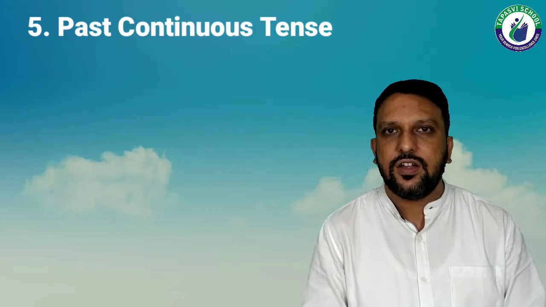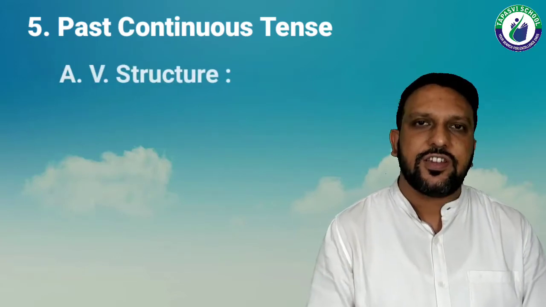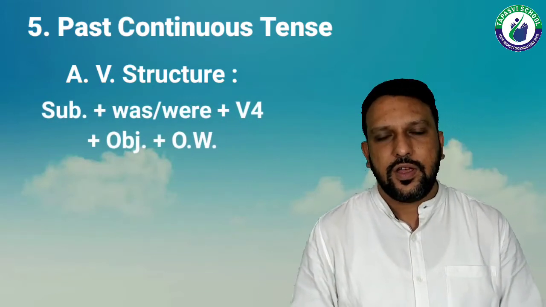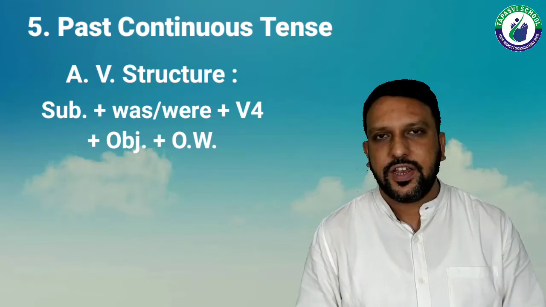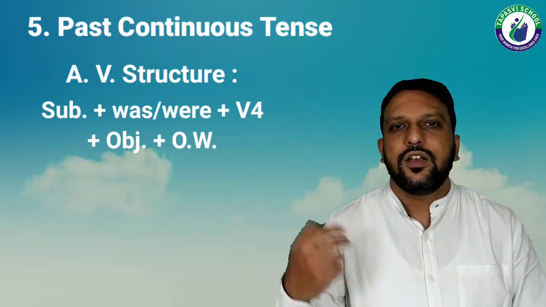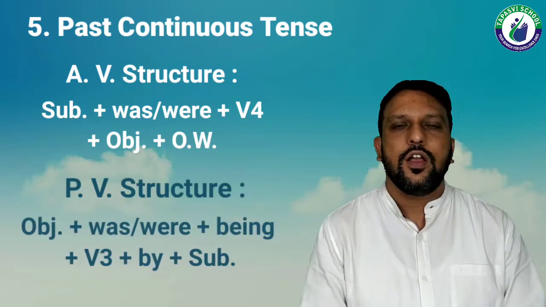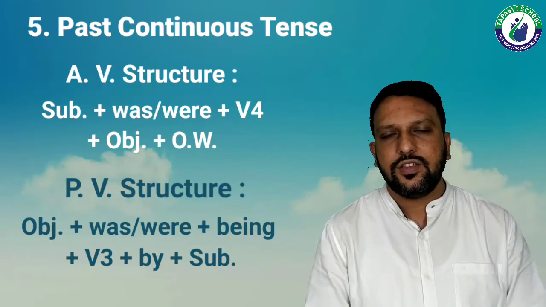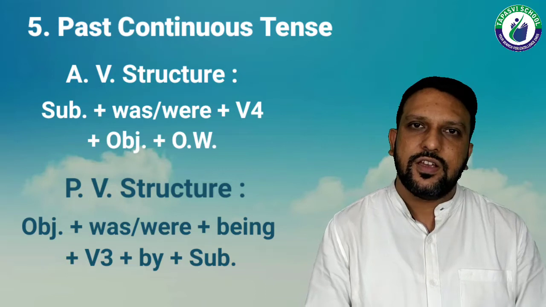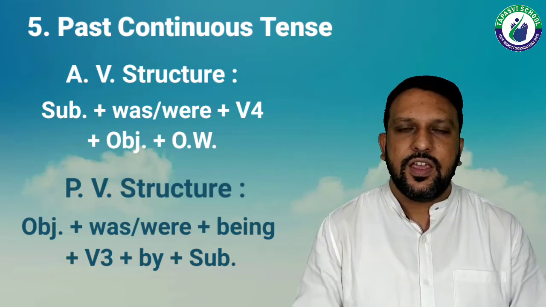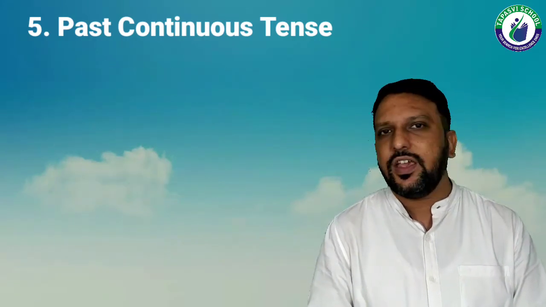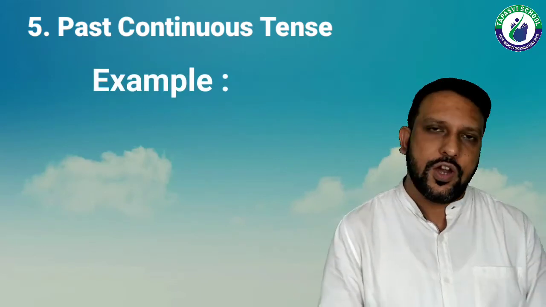Now let's come to the fifth tense, that is past continuous tense. Active voice structure for the same is subject plus was/were plus V4 plus object plus other words. Passive voice structure for the same is object plus was/were plus being plus V3 plus by plus subject. So now here are the active and passive voice structures for the past continuous tense. Now let me quickly give you the example for the same, students.